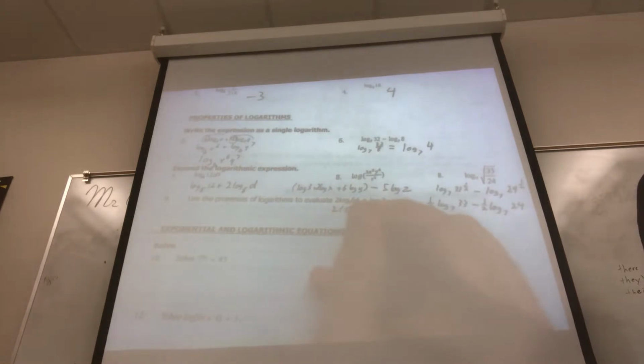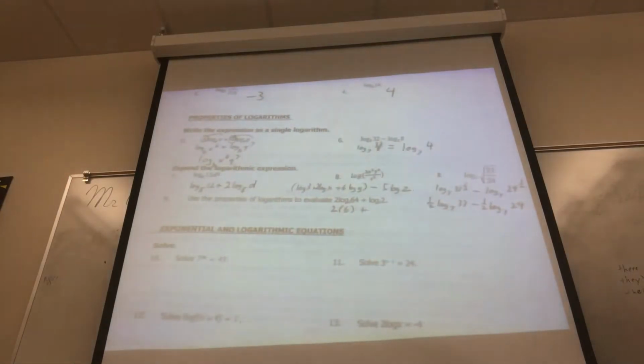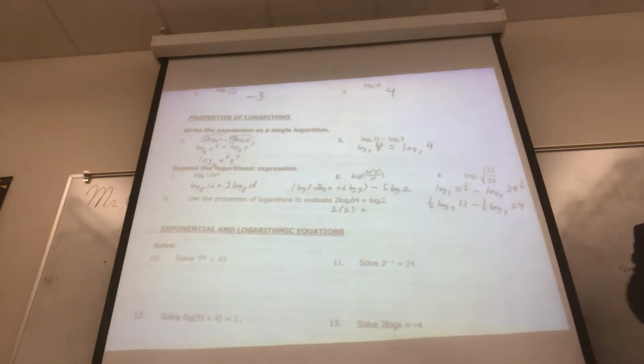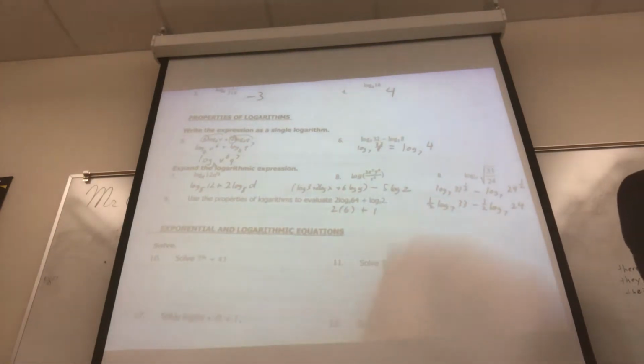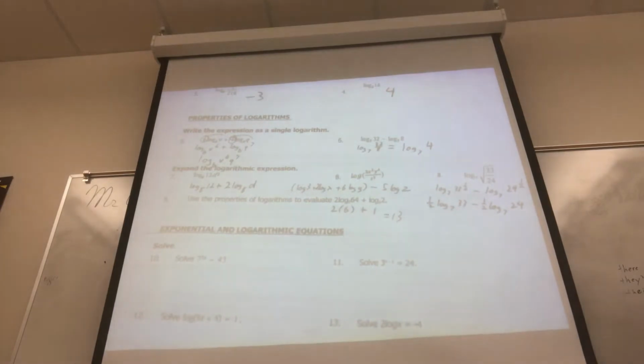The log base 2 of 64 is 6. So this is 2 times 6 plus log base 2 of 2. 2 to the first power is 2. That's 1. 2 times 6 is 12 plus 1 is 13.